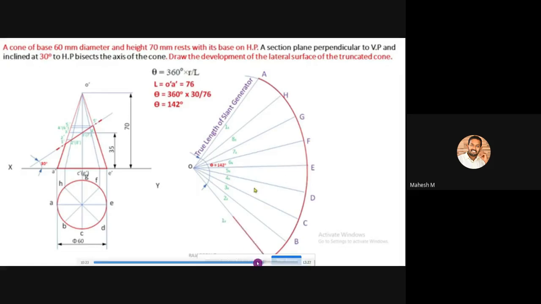Okay, so this one should be highlighted and this one should be highlighted and the end point should be highlighted. So please don't highlight these in between lines. So that's all about the development for this cone.